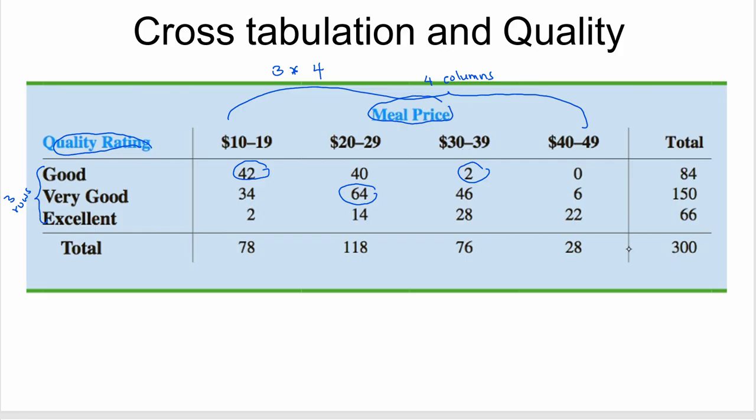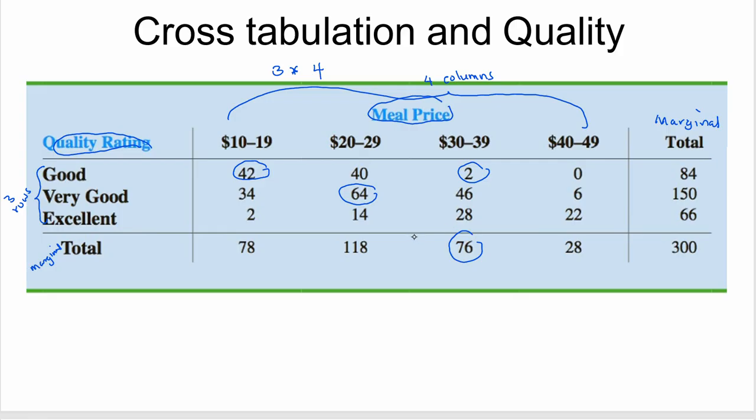Now, it's important to note that for every two-way table or cross tabulation, we have what we call the marginal totals. So this is called the marginal totals. And over here too, we have marginal totals for the different columns. So if I ask you, looking at this cross tabulation of quality rating and meal price, how many restaurants serve food between $30 and $39? The answer will be 76.